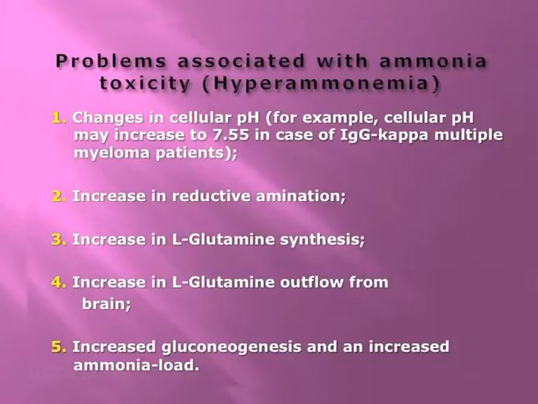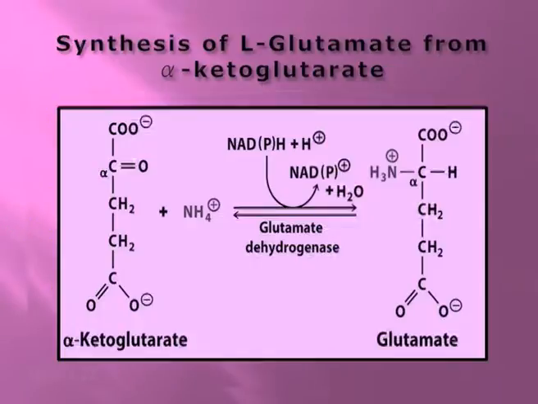The second problem is increase in reductive amination. We can see here in this slide an example of increase in reductive amination. What happens is that alpha-ketoglutarate is converted to L-glutamate. The enzyme catalyzing this reaction is L-glutamate dehydrogenase, requiring the coenzyme either NADPH or NADH, and this results in reduction in the mitochondrial pool of alpha-ketoglutarate as well as the coenzymes, and as a result the TCA cycle is depressed, thereby resulting in concomitant loss in ATP production.